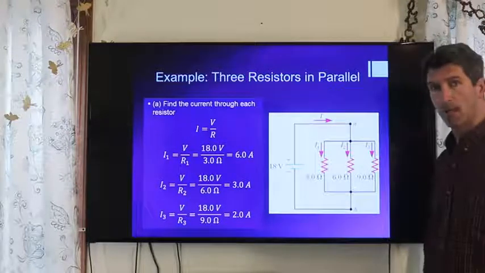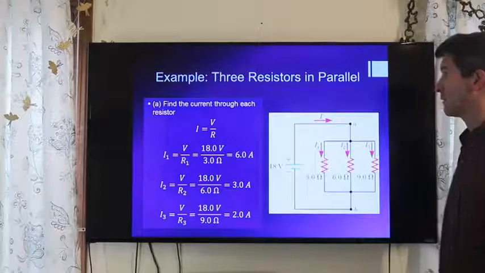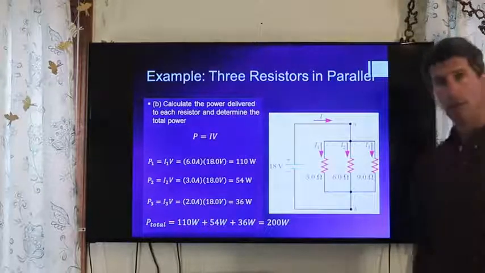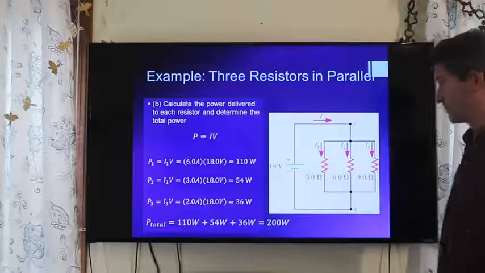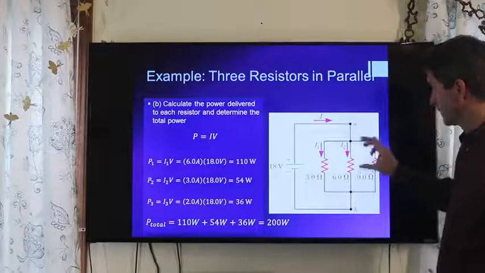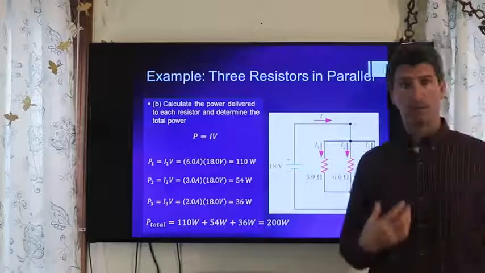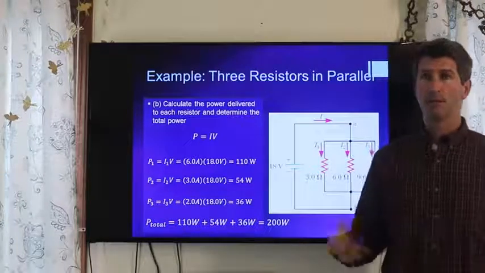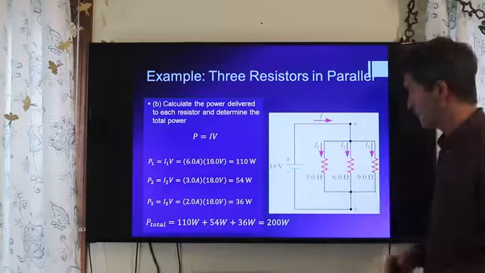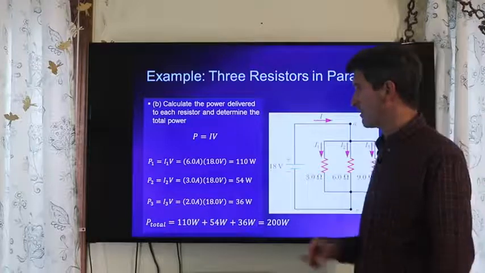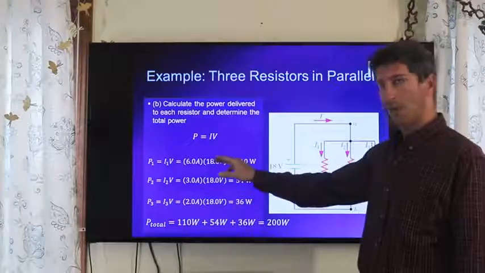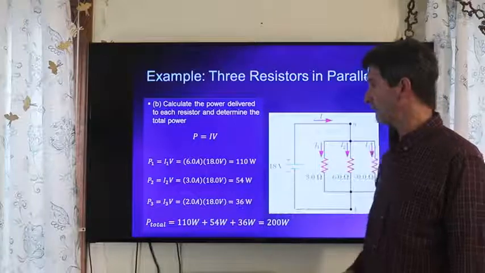All right, so we did part A. We found the current through each individual resistor. Part B, we can also calculate the power that each dissipates. Remember, the electrical energy that's coming from the EMF source is going to be dissipated, if these are resistors, as heat. If these are LEDs, they'll be dissipated as light and heat. So, power is equal to current times voltage. Here's the current through each of them. Every one in parallel is under the same voltage.